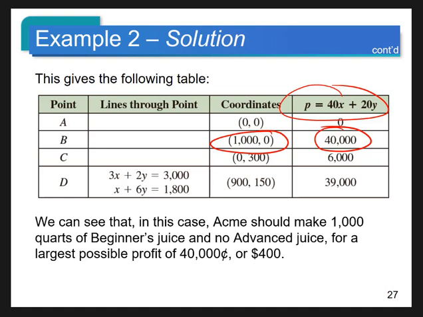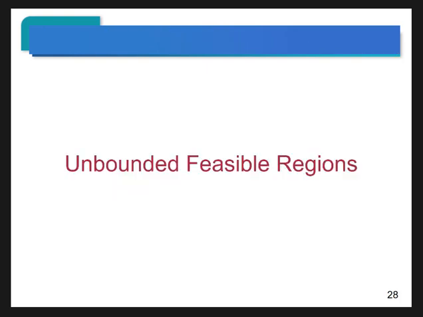Now there might be reasons why they would still produce advanced formula even though they would maximize their profit to only produce the beginner's formula. Maybe it's just a social reason of parents want to keep their baby on the same brand of formula. So if the advanced formula isn't available, they're not going to use the beginner's formula because they don't want to switch brands when they get to that point. So this is strictly the mathematical optimal solution, not necessarily the economic optimal solution.